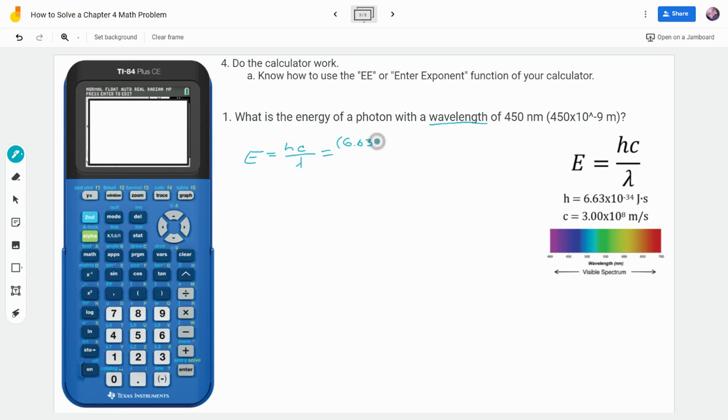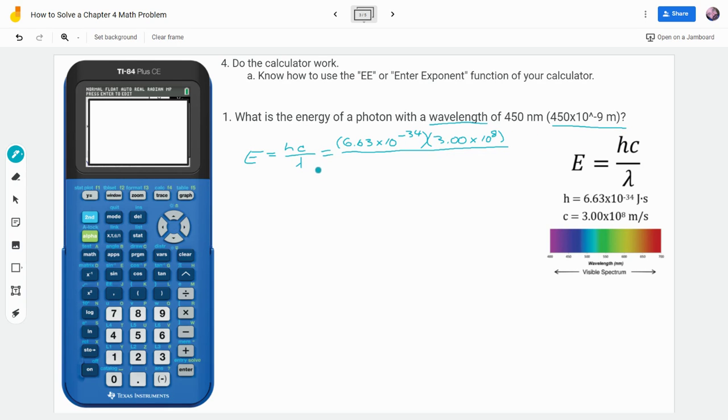6.63 times 10 to the minus 34th. And don't worry about the units, I'll just leave the units off here. We want this multiplied by C, and C is 3.00 times 10 to the 8th meters per second. And this is divided by the wavelength lambda. And lambda is this number.